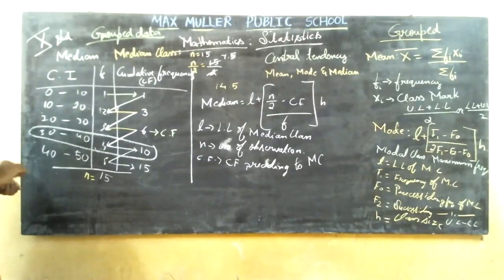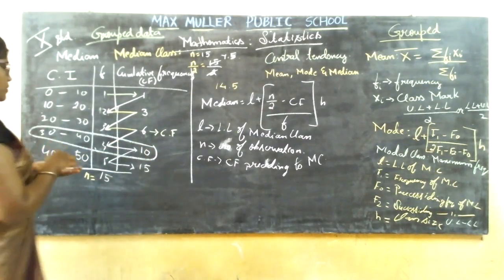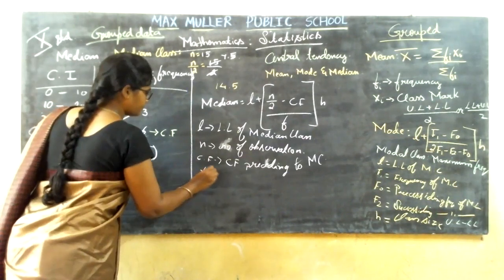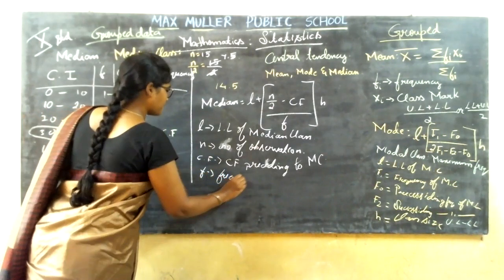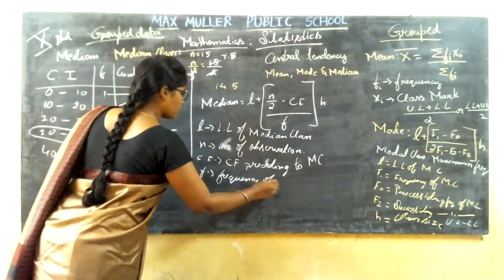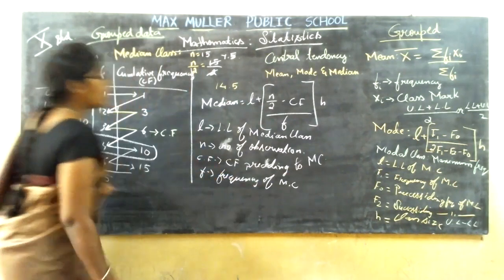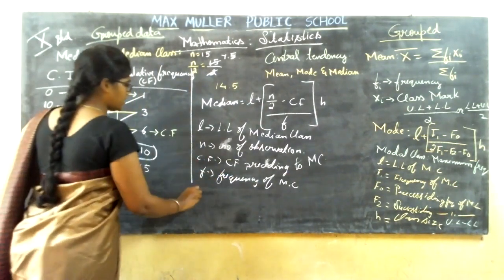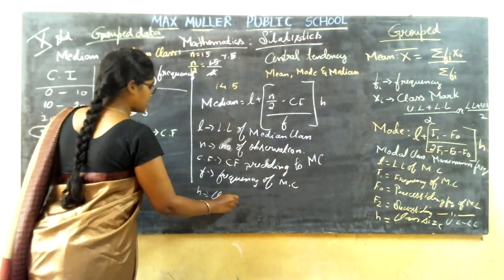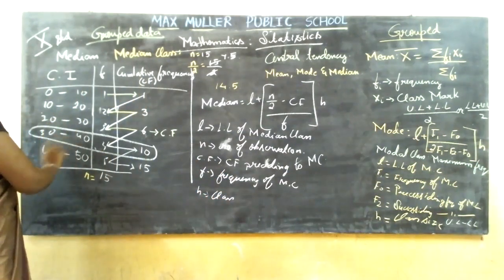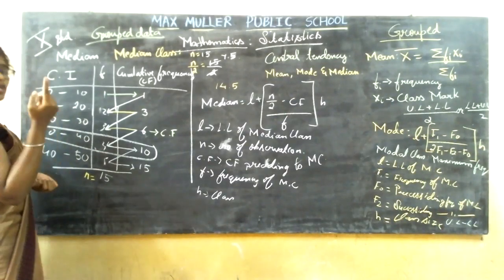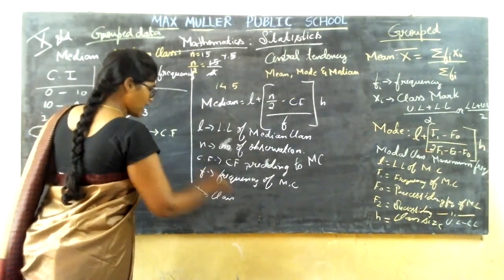Then what is that F? F is the frequency of the median class. Where is the frequency? This frequency. Then what is that H? You know H already, that is the class size. Class size means when you do the upper limit minus the lower limit, the class size should be equal in all the class intervals. Only then are you going to take that number as the class size.